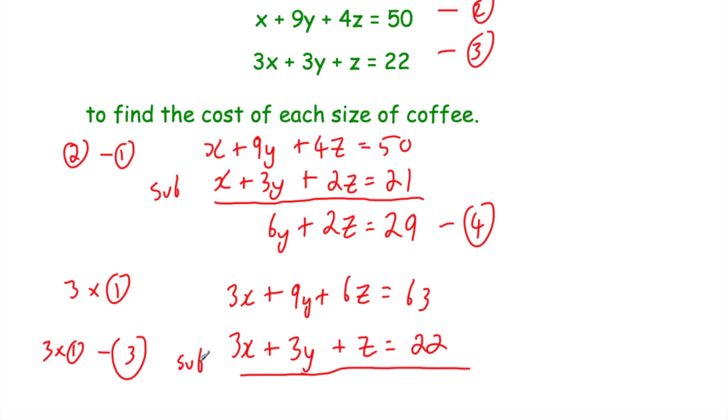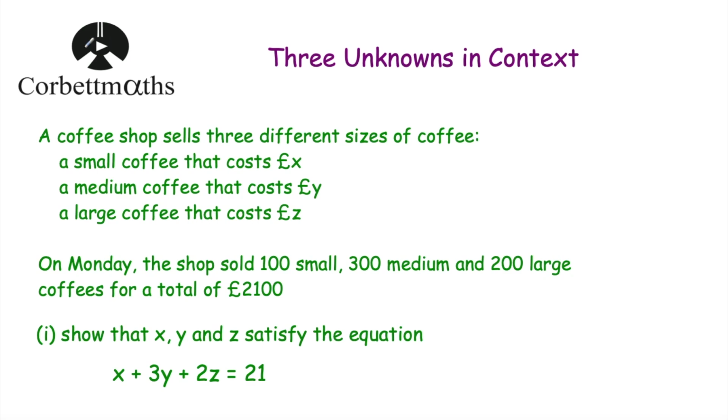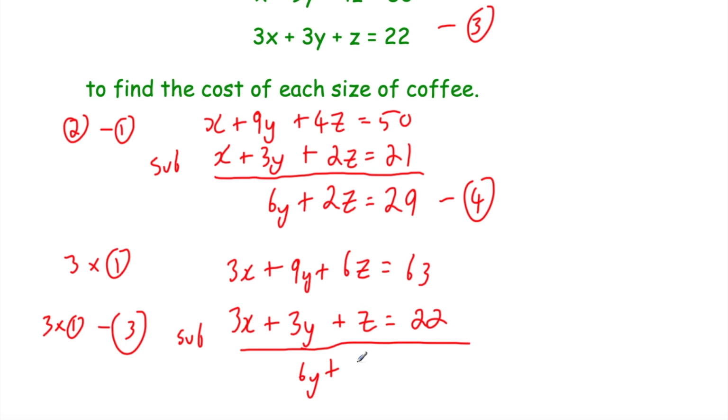So subtract. So 3x take away 3x, well, that's 0. 9y take away 3y is 6y. Plus 6z take away 1z is 5z. And then finally we've got 63 take away 22, and that's equal to 41. So I'm just checking that, 22 plus 41 is 63. Fantastic. Okay, and I'm going to call that equation 5. So we've now got 2 equations without the letter x in it, without that variable x. So now let's focus on these 2 equations.